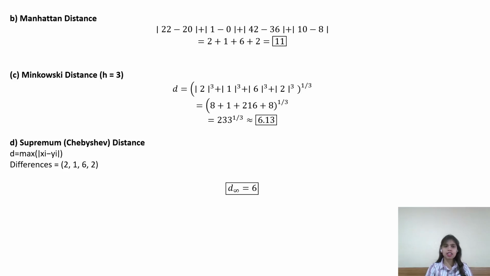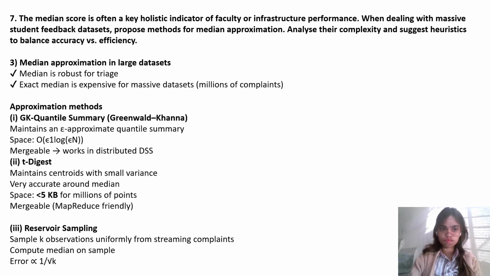Minkowski distance, h equals 3. d equals 2 cubed plus 1 plus 6 cubed plus 2 cubed, all to the power 1 by 3, equals 6.13. D. Supremum distance. d equals max of absolute xi minus yi. Differences are 2, 1, 6, 2. d equals 6.